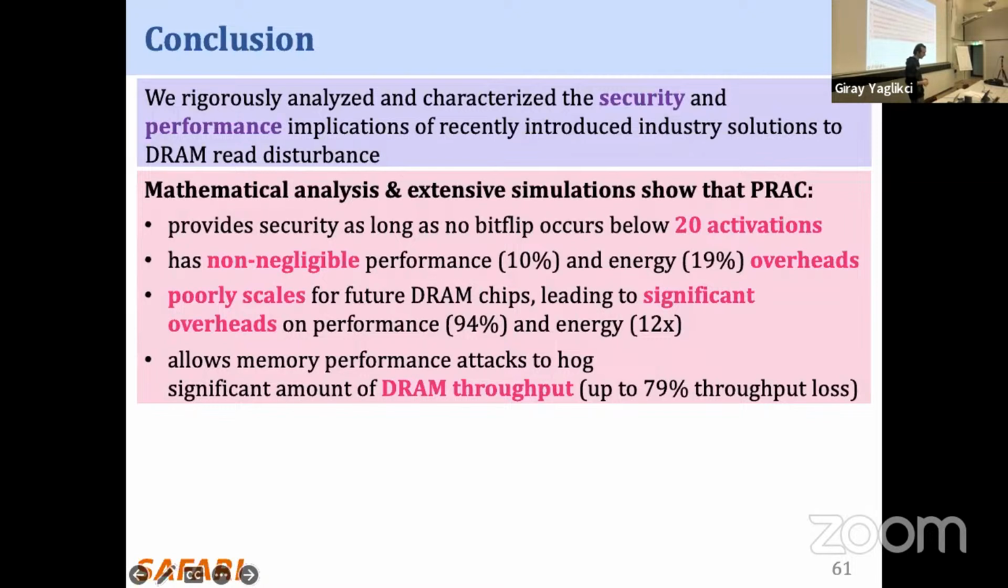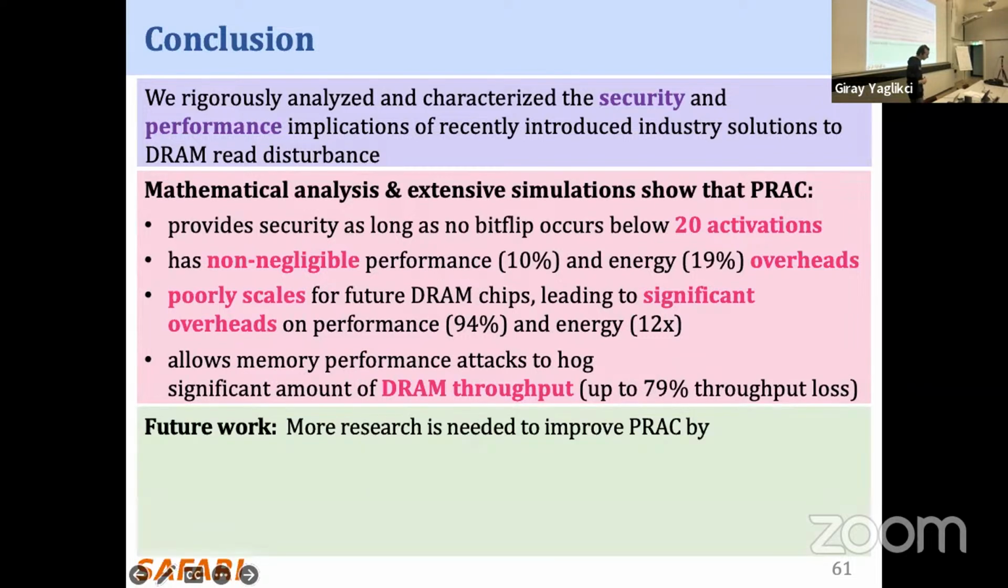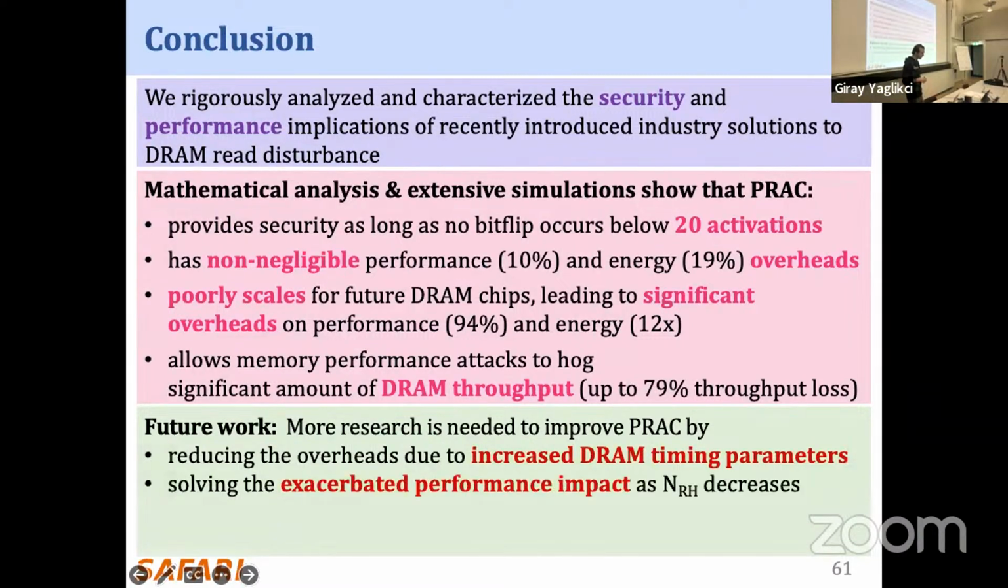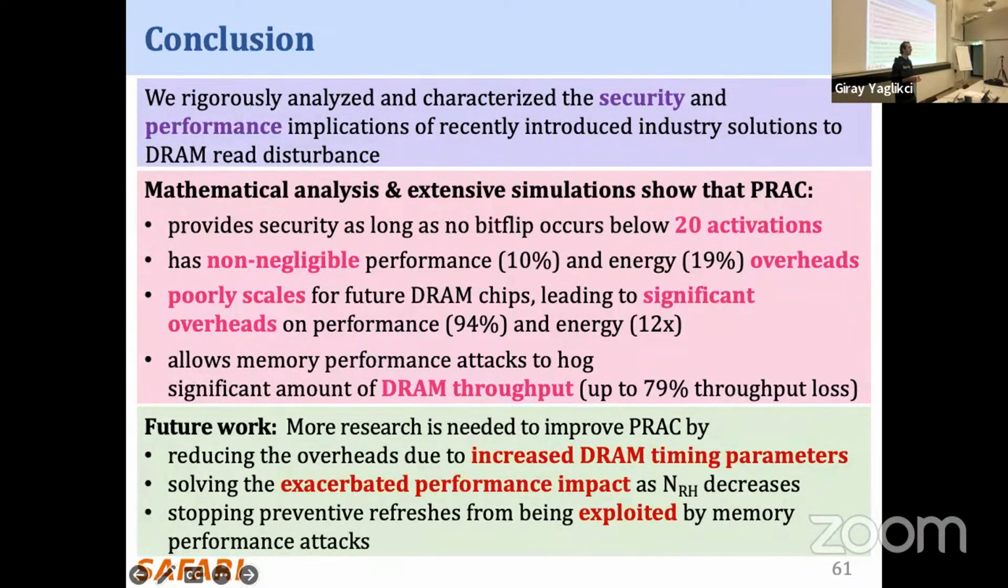We also show that PRAC can be exploited as a memory performance attack vector, to take up a significant amount of DRAM's throughput. We conclude that more research is needed to improve PRAC by first reducing the overheads due to increased DRAM timing parameters at high RowHammer thresholds, solving the exacerbated performance impact due to wave attack as RowHammer thresholds decrease, and stopping its preventive refreshes from being exploited as memory performance attack vectors across all RowHammer thresholds, basically.